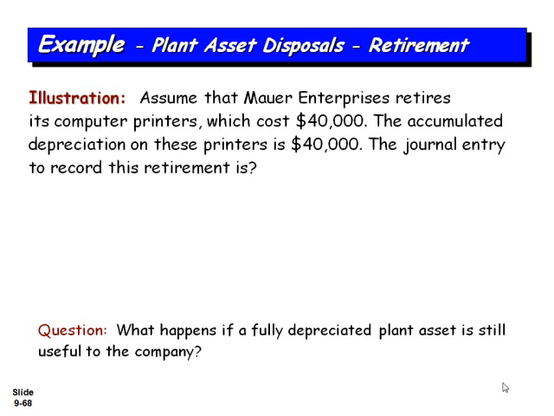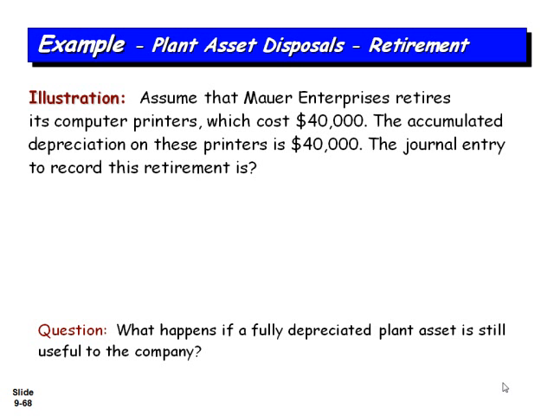So let's take an easy example. Maurer Enterprises retires its computer printers, which cost $40,000. The accumulated depreciation on these printers is also $40,000. The journal entry to record this asset is what?